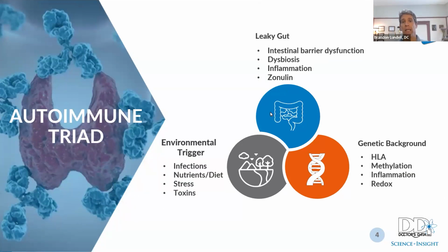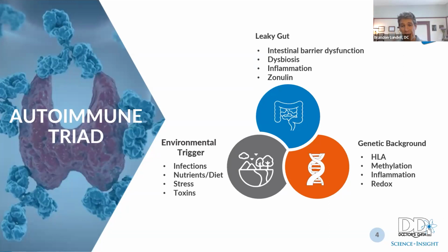So the first one, at the top here, is leaky gut. Leaky gut is a prerequisite for all autoimmune disease. We get that intestinal barrier dysfunction. We get the multifocal dysbiosis, not just dysbiosis in the gut, but in the genitourinary tract, lungs, sinuses, and respiratory tract, and inflammation that happens throughout the body through activation of interleukins and cytokines, and of course, for some, the release of zonulin.